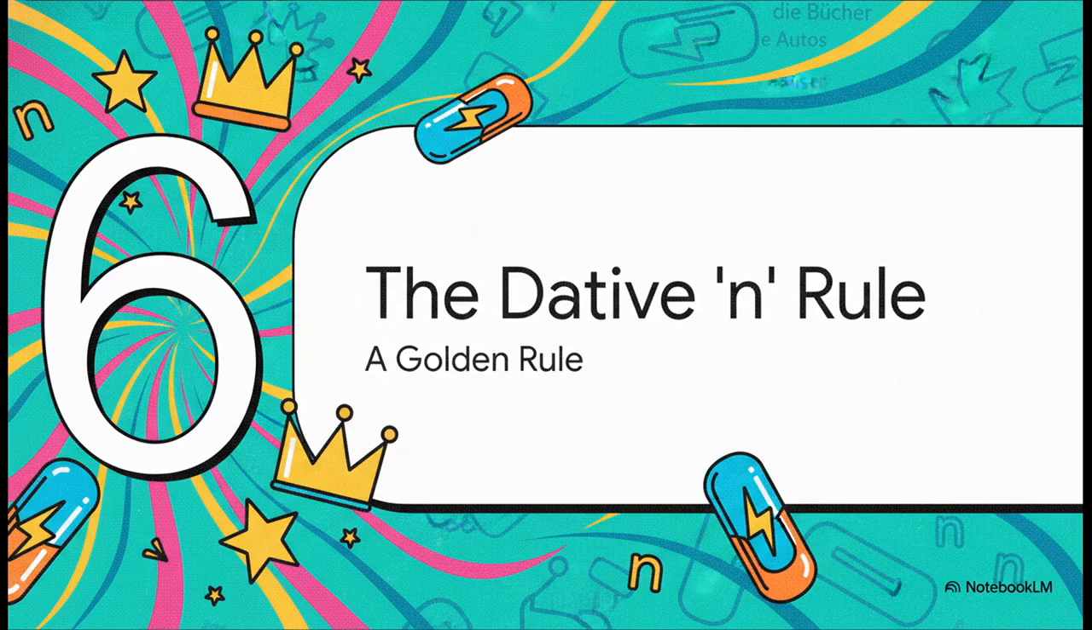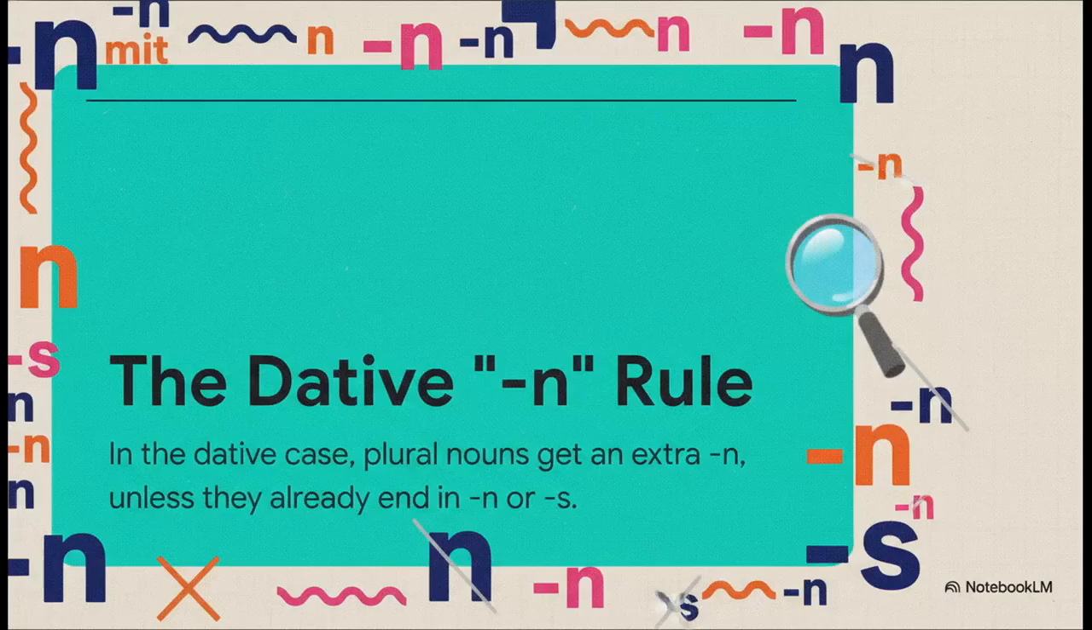All right, are you ready for the final piece of the puzzle? Now, this isn't a new plural ending, but it is an absolutely golden rule for using plurals in a sentence. This rule will take your German from good to great. Get ready for the unforgettable dative N. Here's the deal, plain and simple. When you're in the dative case, which often follows prepositions like mit, which means with, or von, which means from, you have to add an extra N to the end of your plural noun. The only time you don't is if it already ends in an N, or if it's one of those S plurals we talked about. It's really that simple.